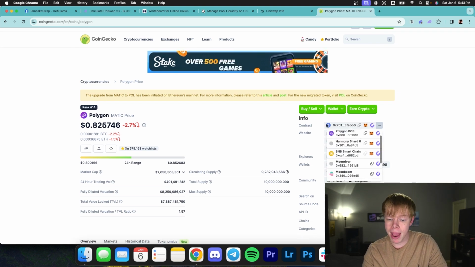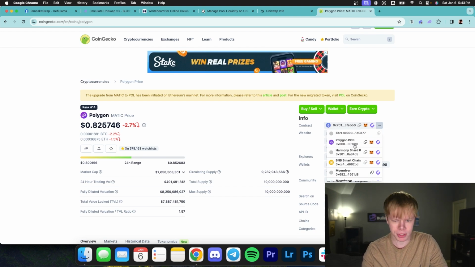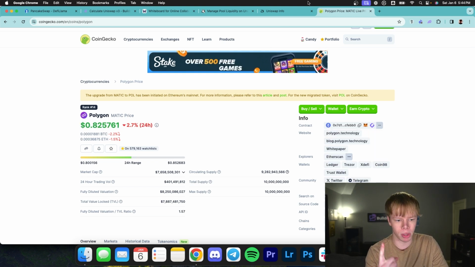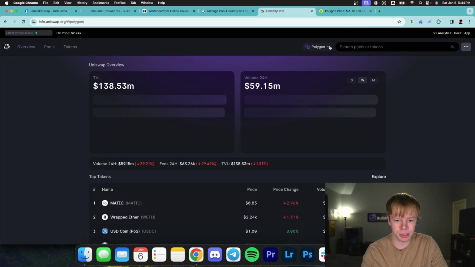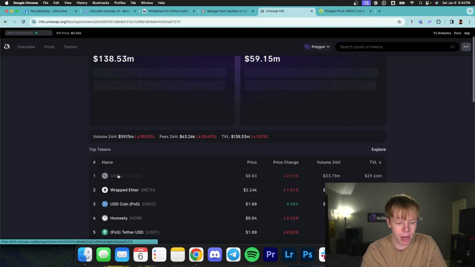In this case scenario, Matic is on the Ethereum network, but it's also on its own network called the Polygon network, or the Binance Smart Chain network, and some of these other networks. So we can look at Matic on number 1, the Ethereum network, and number 2 on the Polygon network. So first thing I'm going to do is look at it on the Polygon network. We have Matic right here.